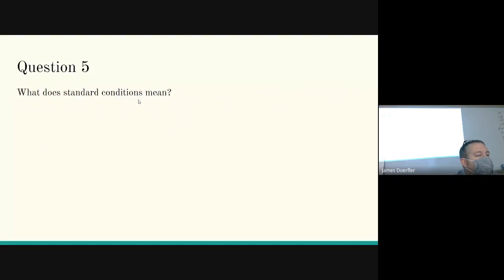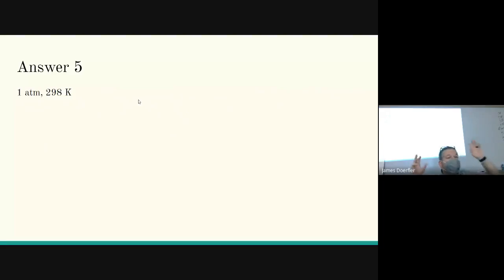All right, question 5. We're trucking right along here. What does standard conditions mean? This came from a slide that had like 6 asterisks after it. So I said, you need to know, what does it mean to have standard conditions? Okay. That means you have 1 atmosphere of pressure and a temperature of 298 Kelvin, or you could even say 25 degrees Celsius. But, you know, if we're sticking with the authentic measures, it'd be 1 atmosphere and 298 Kelvin.